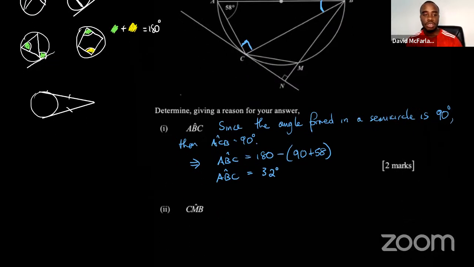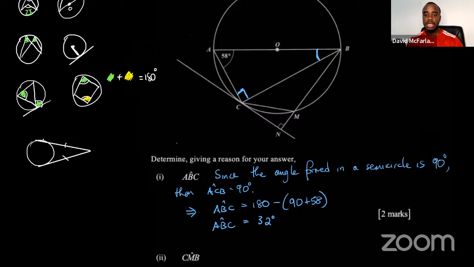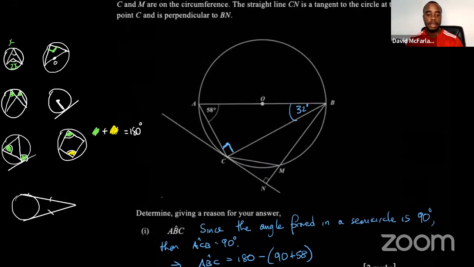So see, if you just write this alone, you're going to get only 1 mark. You probably won't even get the mark. You have to write out your reasons why. All right, good. So I can fill that in and say this is 32 degrees. All right, let me copy my diagram and continue down.